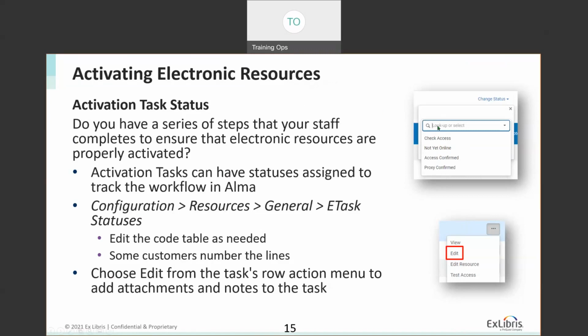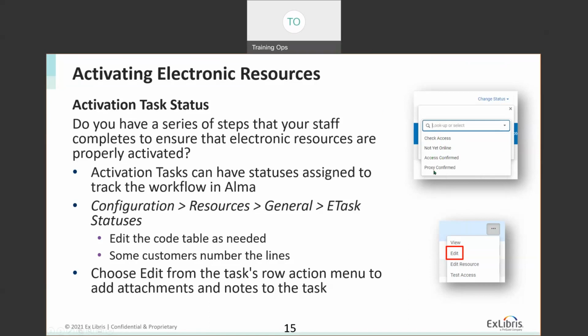And so when an activation task gets created, maybe it's going to start with check access. It'll give this first one in the list, and as I do my step, I might move it to not yet online, or if I do confirm, hey, I did find it, access is confirmed, I can change the status of the task list to confirmed.